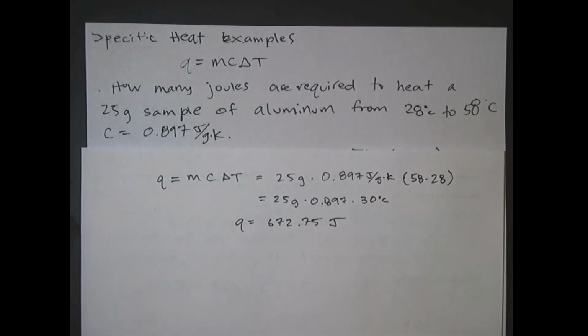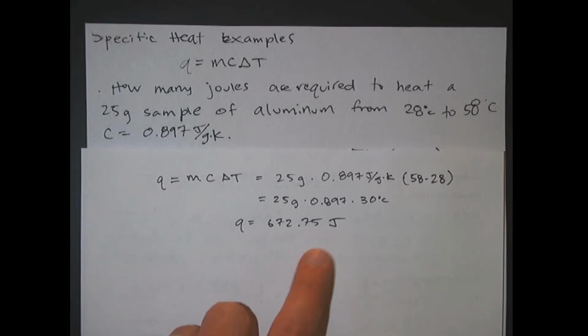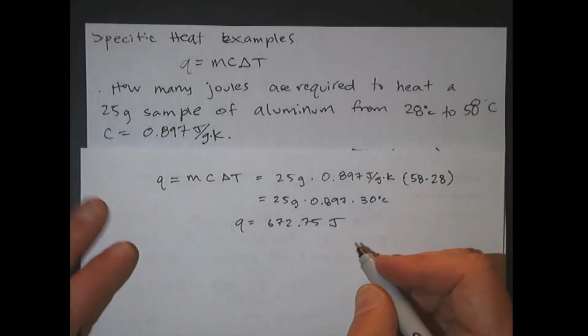Sometimes joules is written in kilojoules, because a joule is actually not that much energy. It's like a quarter of a calorie if you are thinking about food. So this is not a lot. So instead, sometimes it's written as kilojoules.